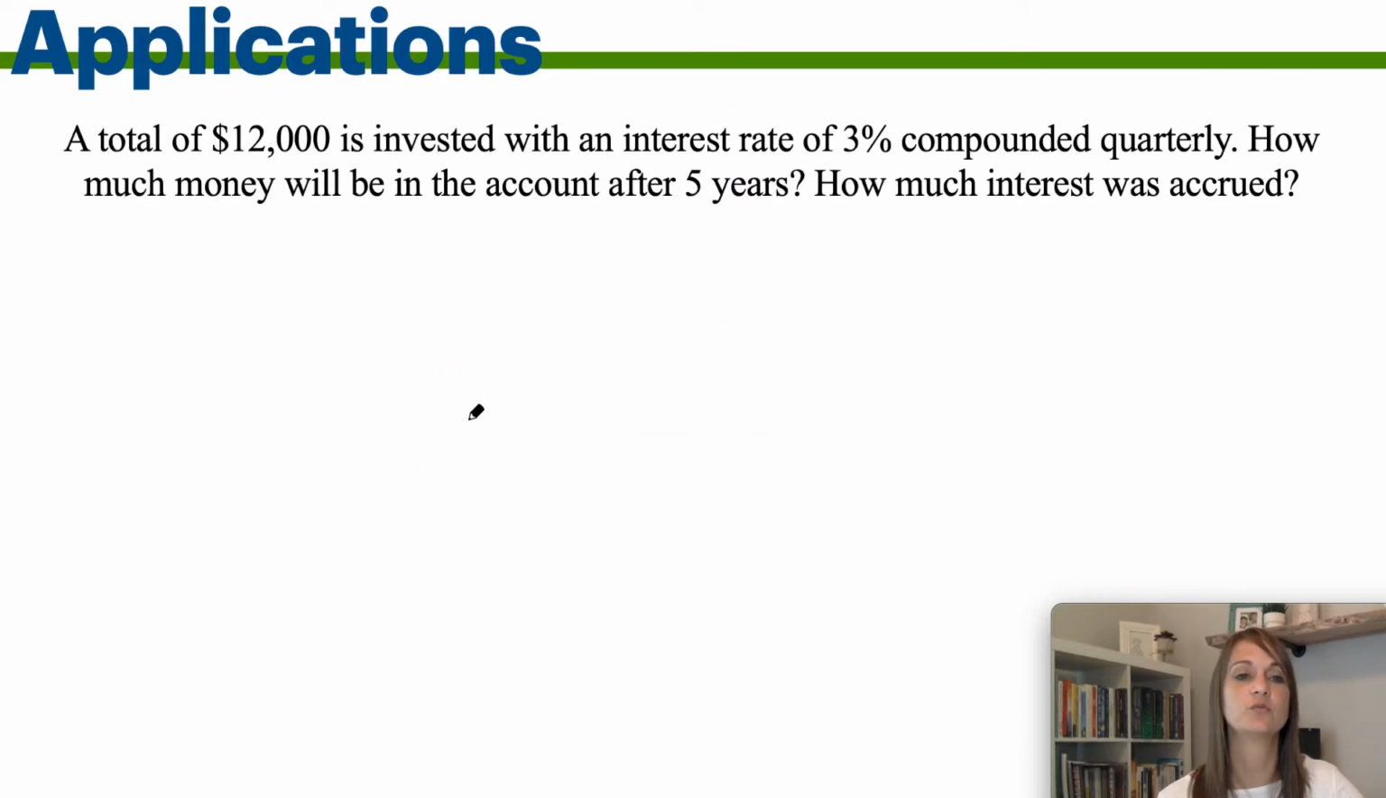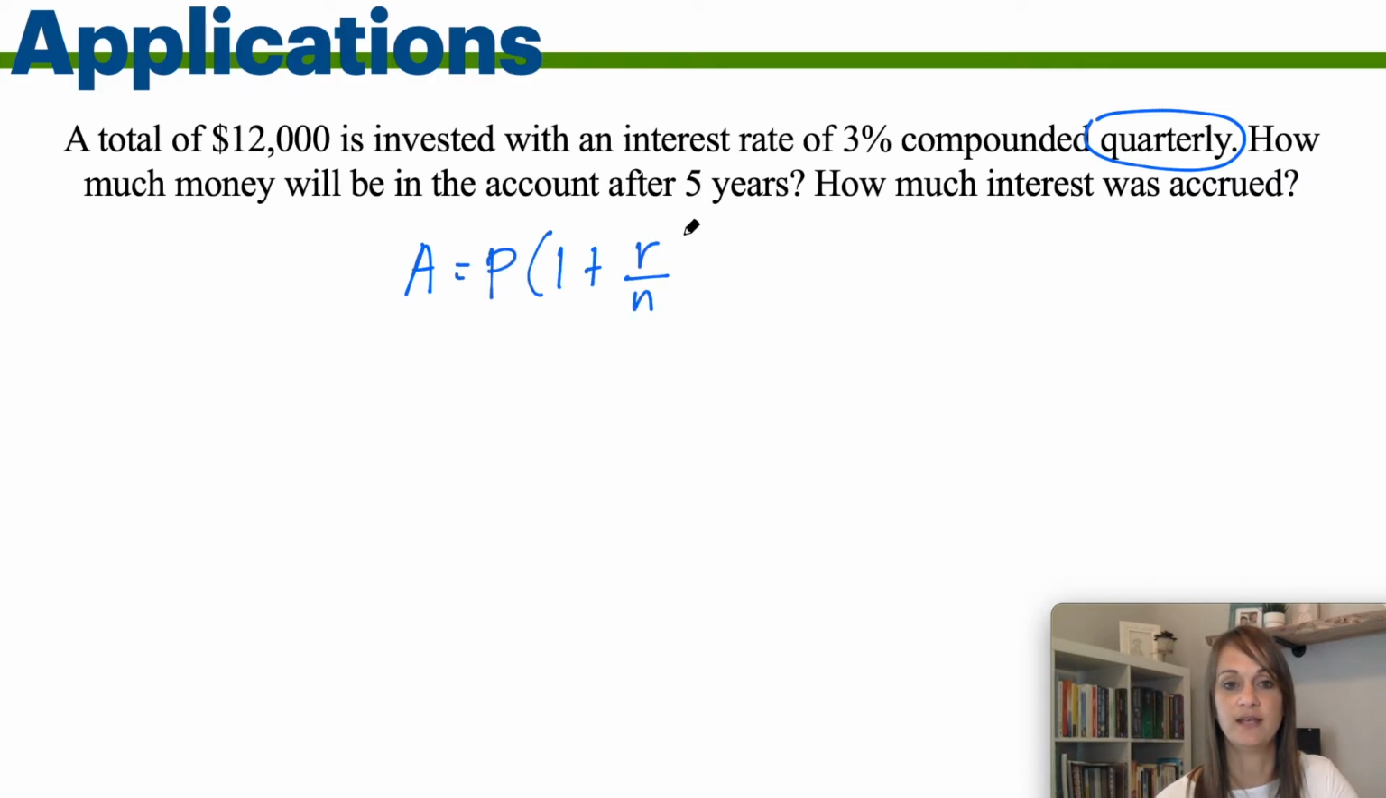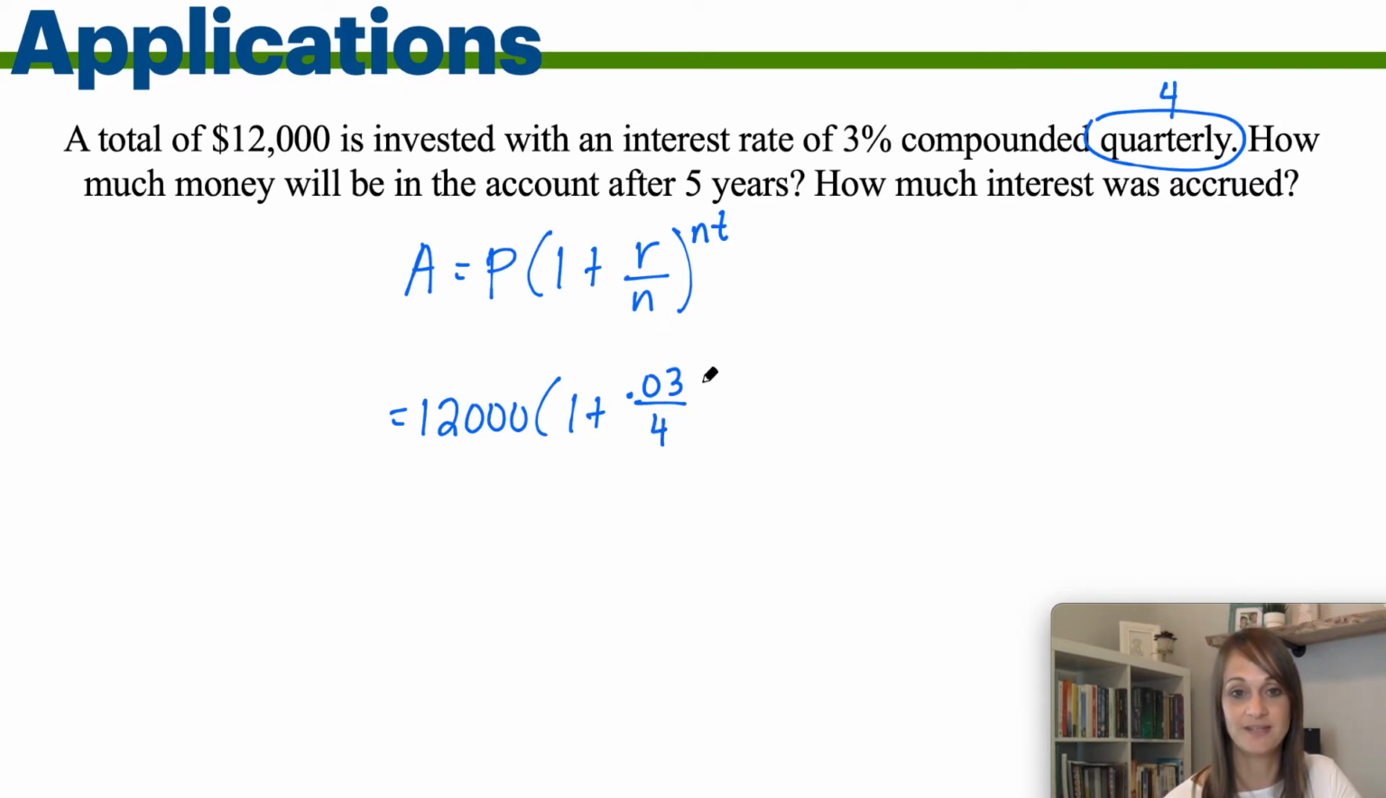A total of $12,000 is invested with an interest rate compounded quarterly. So automatically, we will use the formula 1 plus r over n raised to the nt, because it is compounded quarterly. The initial amount invested is $12,000, and we place that for P. The rate, remember, make it a decimal. Quarterly means 4 times a year because there are 4 quarters in a year, so you would divide by 4, and then raise it to the n times t.